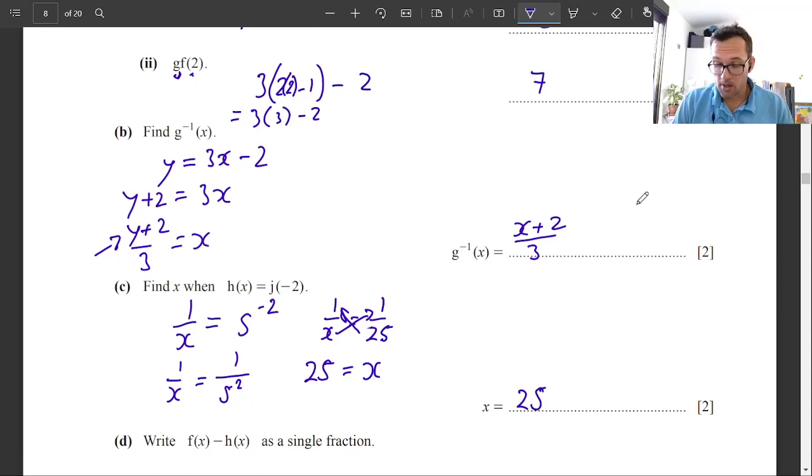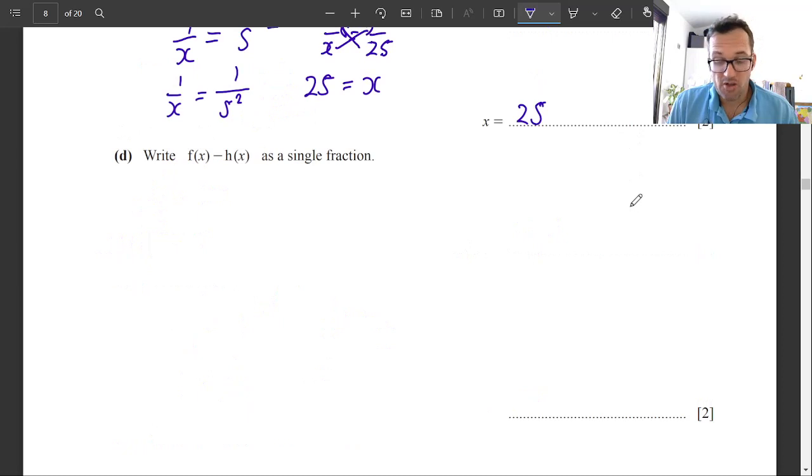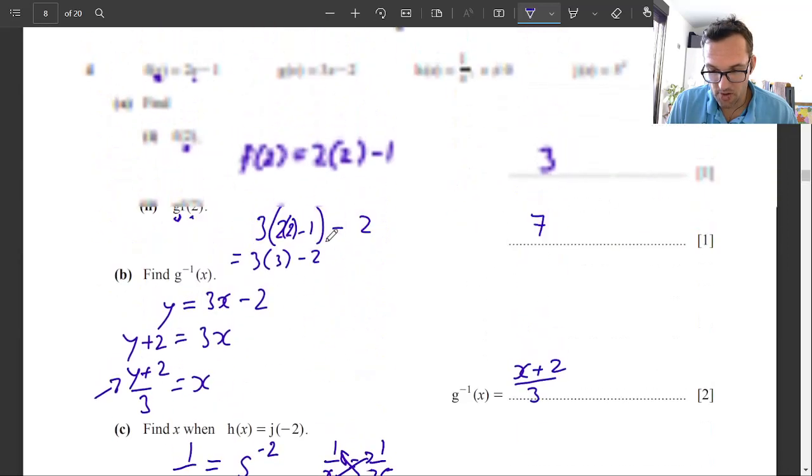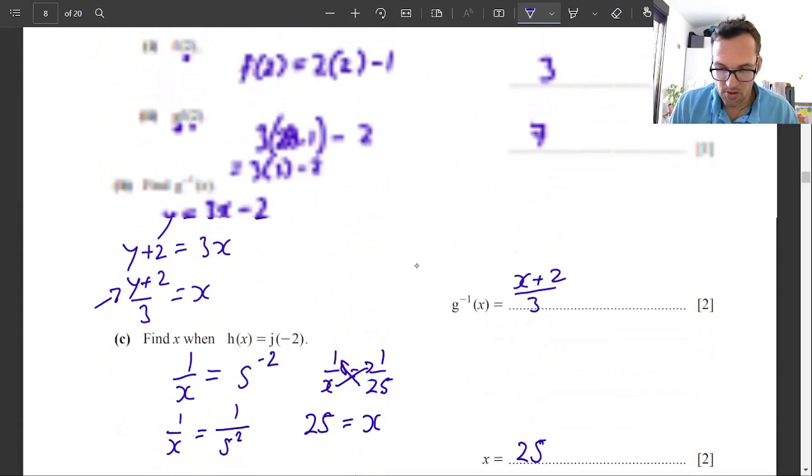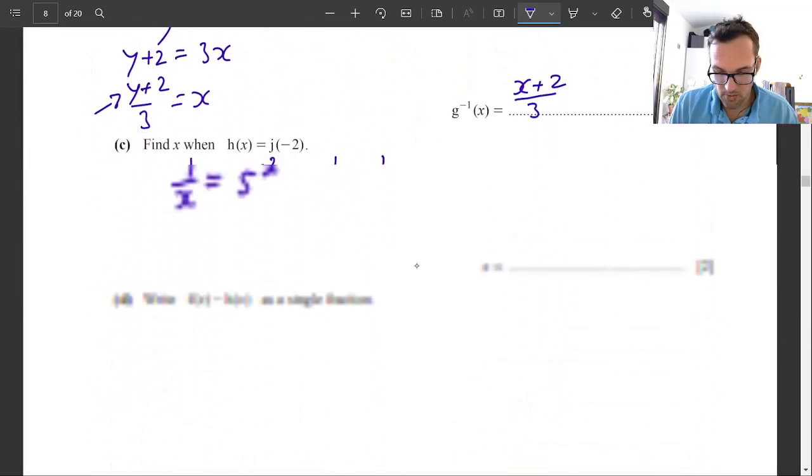Well done. Question 4D. Function of f minus the function of h as a single fraction. So let's just start by writing down the function of f, 2x minus 1, minus the function of h, 1 over x.